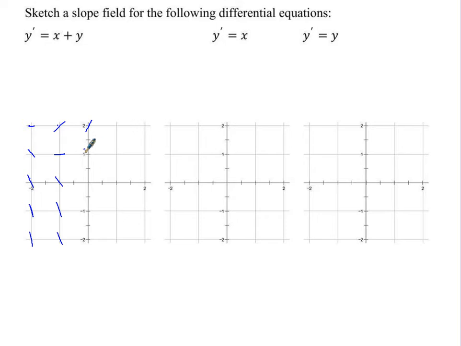Okay, with 0, 1, we have just 1, and then 0, 0 is 0, and then 0, negative 1 is negative 1, and then 0, negative 2 is negative 2. So try to make that one match up. There you go. And of course, I'm making my ticks enormous. You guys probably don't want to make them that big. That's a good size there.